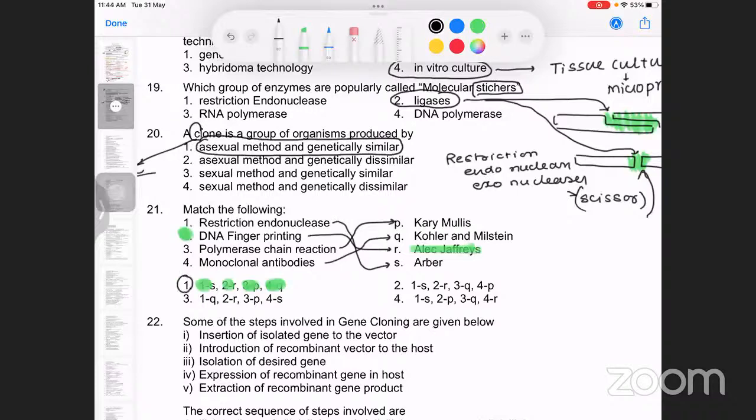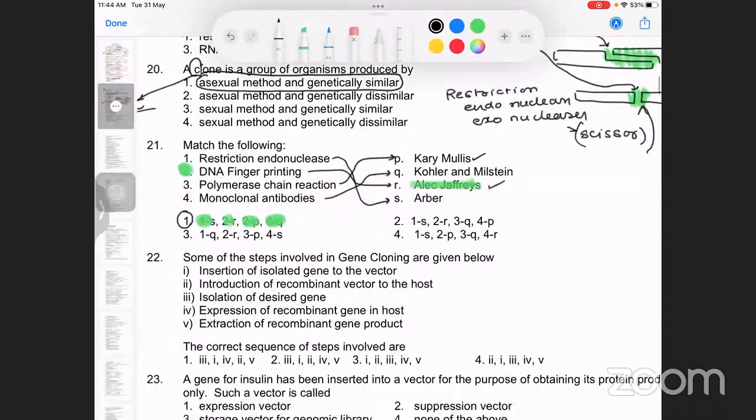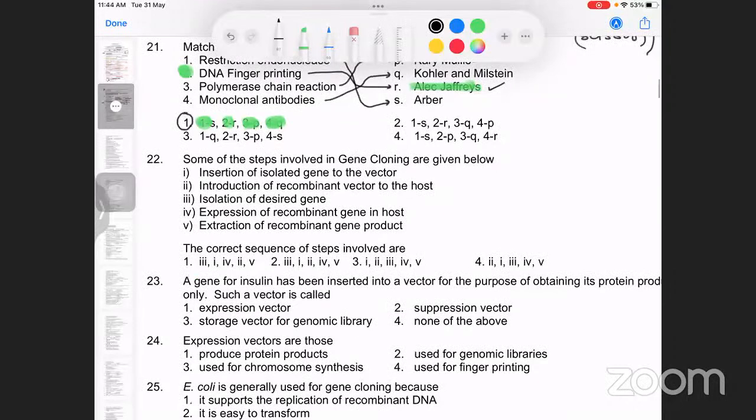This was a bit tedious because I was not aware of Alec Jeffreys and Kary Mullis for some reason. Okay, so you are aware of the options now. You can make a note of it. Restriction endonuclease by Arber, DNA fingerprinting by Alec Jeffreys, then polymerase chain reaction by Kary Mullis, and monoclonal antibodies by Kohler and Milstein. Some of the steps involved in gene cloning are given below.